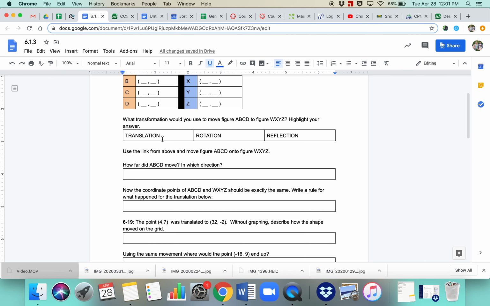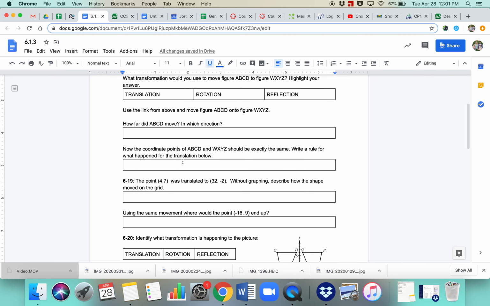So you're going to identify, was that a translation, rotation, or reflection? How far did A, B, C move, and in which direction? So when you're doing that, you'd say left this many, right this many, up this many, down this many, and then now the coordinate points of A, B, C, D, W, X, Y, Z should be exactly the same. Write a rule for what happened.